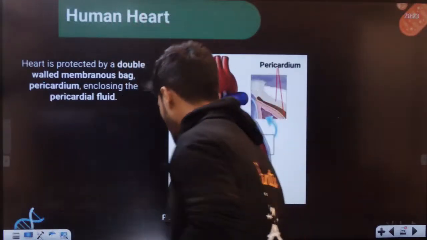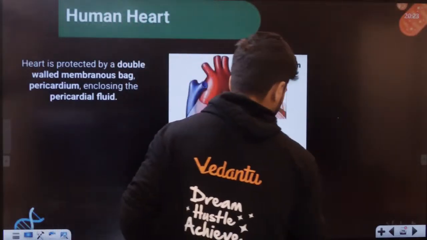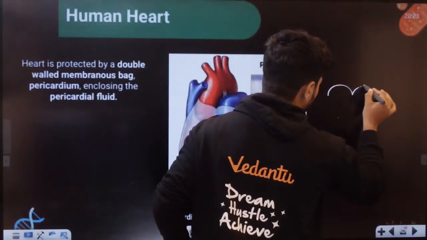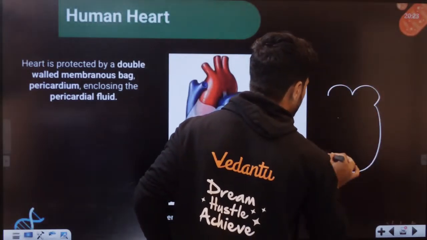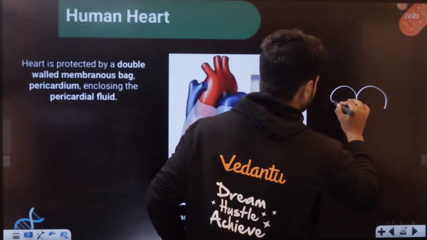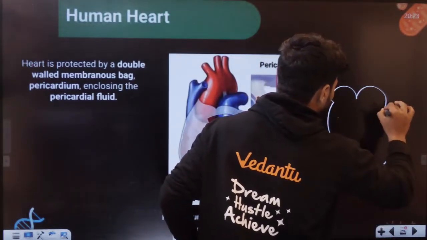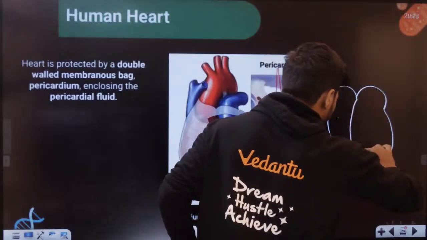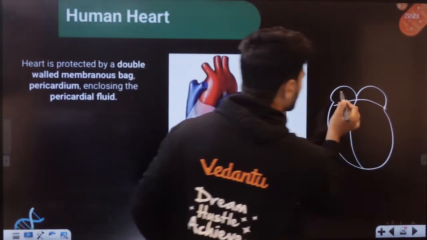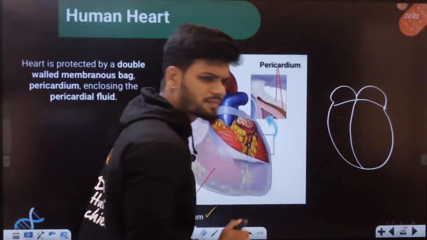Let me just draw and show you, students. If this is the heart here, let's say I will draw one mediocre heart, students. I don't draw that well. Two atria and ventricles here. This is a very simple diagram of a heart. Atria and ventricles, students.